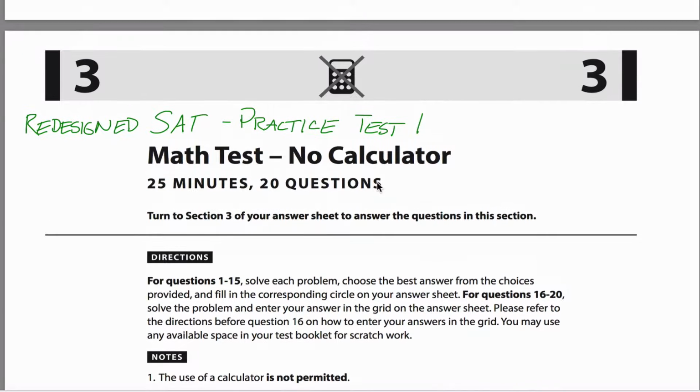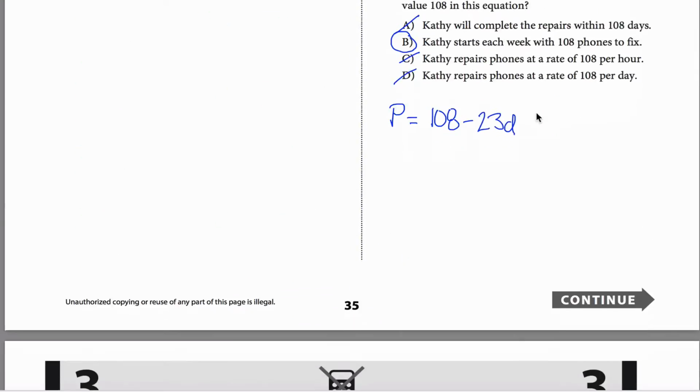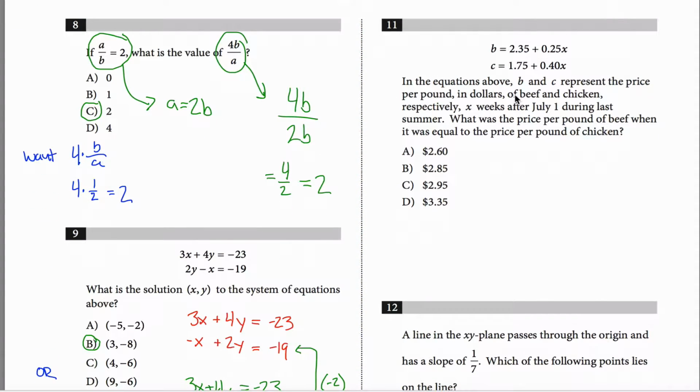All right, here's my third part in section 3 of the redesigned SAT practice test 1. In this video, I'm going to do questions 11 through 15 in this no calculator section. In prior videos, I did 1 through 5, and then I did 6 through 10. So picking this up at 11 here.